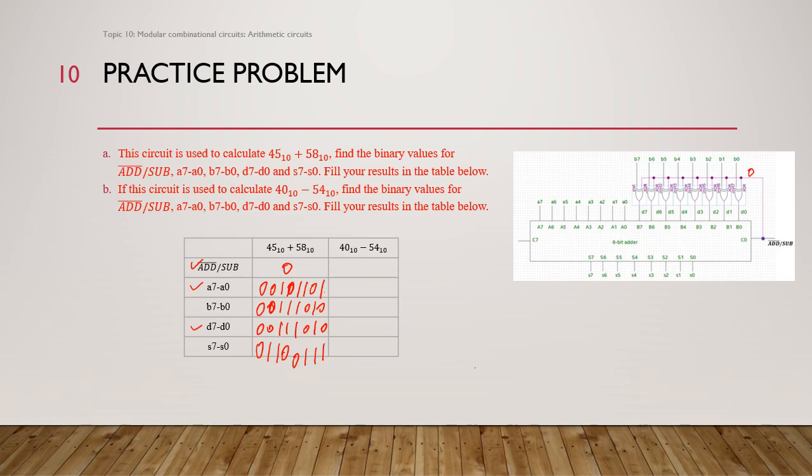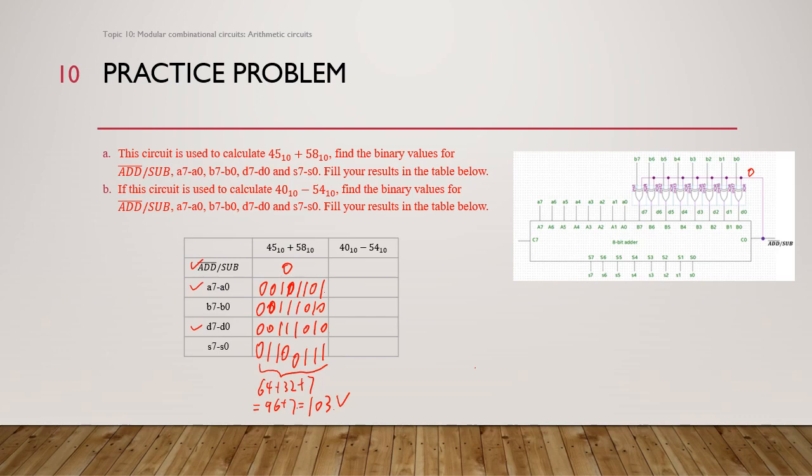So what's the decimal value of this? Let's check. So it's 64 plus 32 plus 7, which is 96 plus 7. That's 103. That's the correct answer, right?